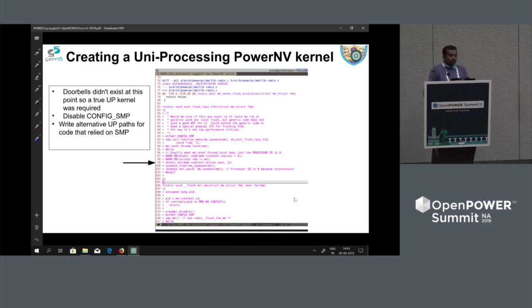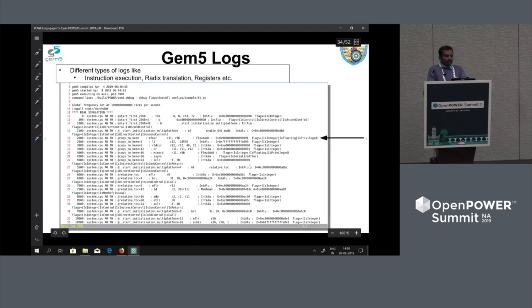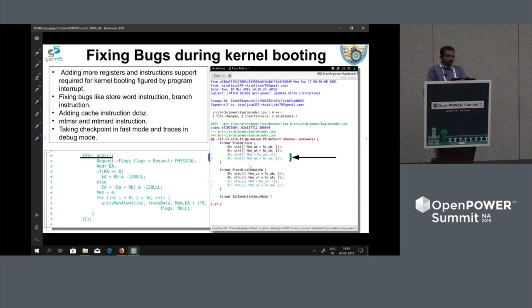We did those things because at this point we didn't have doorbell interrupts to be able to simulate multiple processors, SMP. We didn't have that capability. As you can see, what the arrow points to is the total number of active CPUs is equal to 1. So those are some of the changes we had to do in the Linux kernel itself. And then we were able to begin executing the Linux kernel. There were a few errors while we were doing that. There were a bunch of errors in the implementations of the previous instructions, and we fixed those.